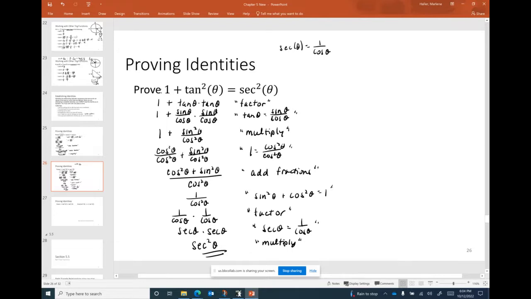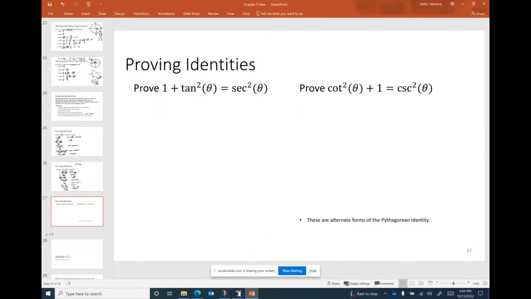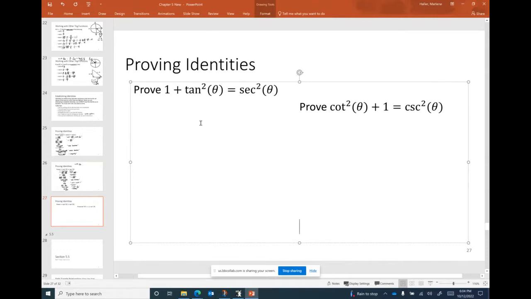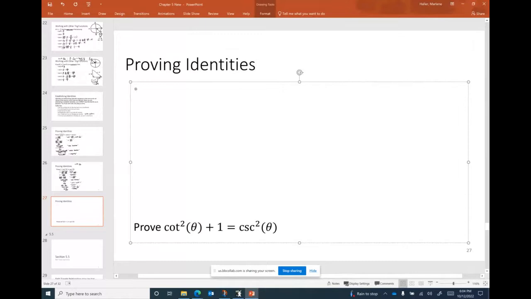Let's look at that second one. It's very similar to this one. Here, let's delete out what we don't want. We don't need that. I don't want this guy. We just solved him. So let's take him away. All right, prove cotangent squared of theta plus 1 is cosecant squared of theta.